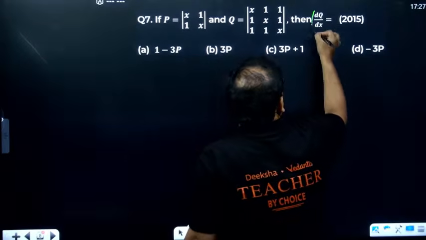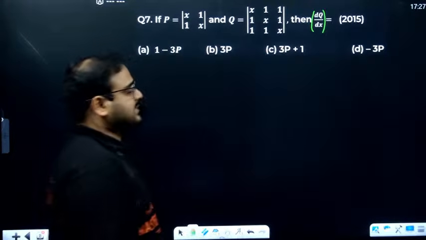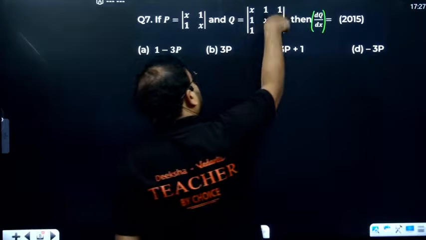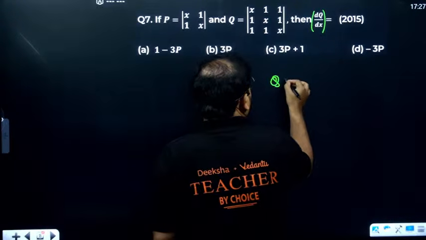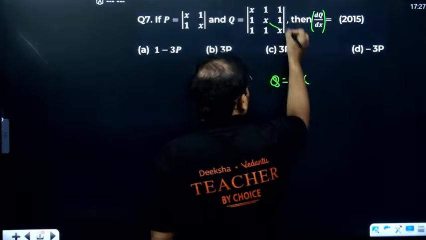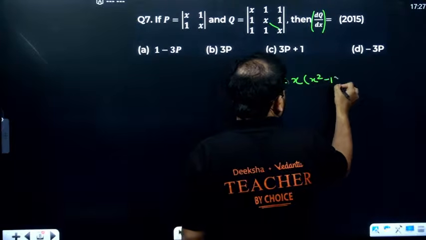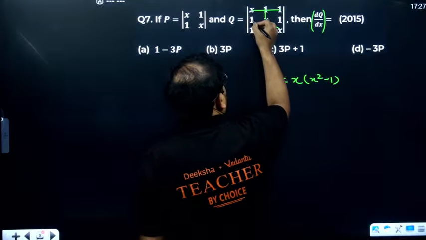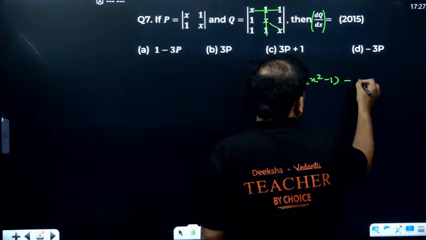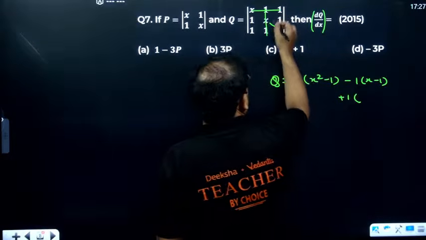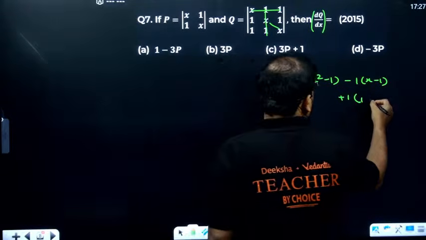See, differentiate function q with x, but I don't have the function. I have the function in terms of the determinant. So find the value of q. You'll have x times of, check, x square minus 1. Next, for this, you'll get this and this out. You'll have x minus 1. So minus 1 times of x minus 1. And the last term, plus 1 will be 1 minus x.